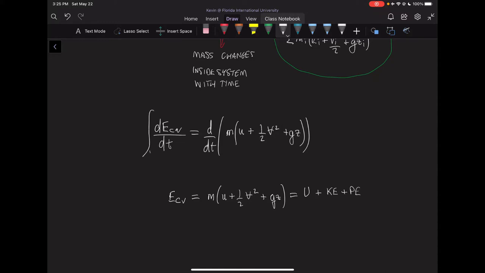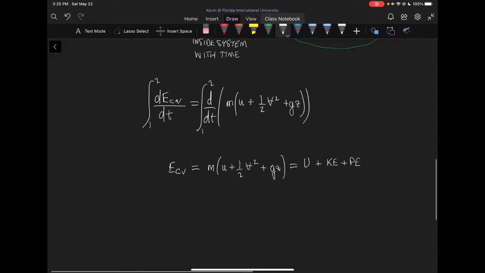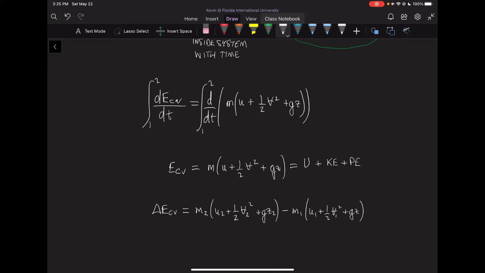Now, if we integrate this equation from time 1 to time 2 and this equation from time 1 to time 2, we actually get that the change in energy of the control volume between time 1 and time 2 is equal to m2 times u2 plus 1/2 v2 squared plus gz2 minus m1 times u1 plus 1/2 v1 squared plus gz1. And again, the terms 1 and 2 are time terms. Okay, so that's very important.